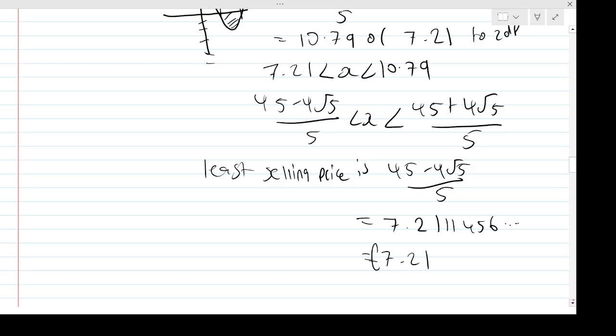Actually, no, because if it was just 7.21, that's saying 7.210. Well, actually, we have 7.211. So this answer here would actually be less than this number here. But we already said x has to be bigger than this number. So actually, we need to round up. So that's going to be 7.22, isn't it? By rounding up to 2dp.